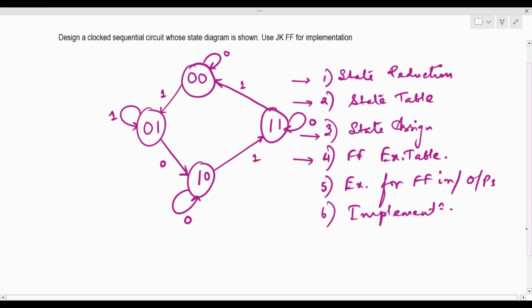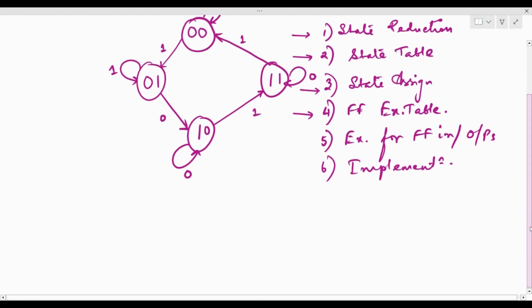So the first step is going to be state reduction as per this sequence. What is the meaning of state reduction? When there are multiple states, when there is a larger state diagram with multiple transitions, there might be a possibility where some of the transitions may be redundant. In such cases, we go for something called state reduction. This would be discussed in another video. This particular example has this diagram already in its reduced form. So we directly move to the state table.